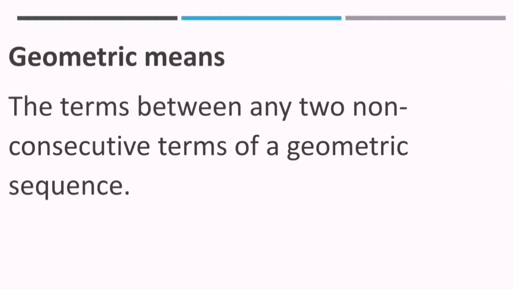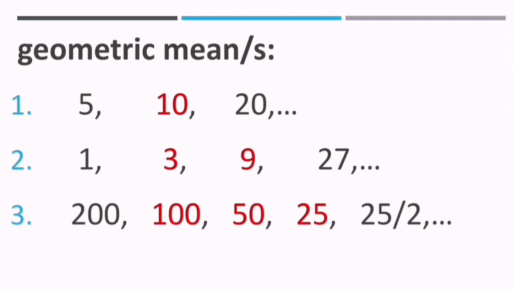Let's move on to geometric means. What is a geometric means? It is the terms between any two non-consecutive terms of a geometric sequence. These are the examples of geometric means. They are written in a red color. In number 1, the geometric mean is 10. It is between 5 and 20.